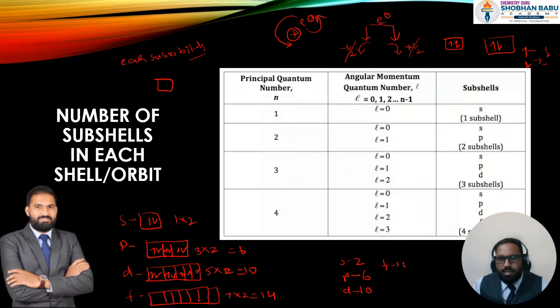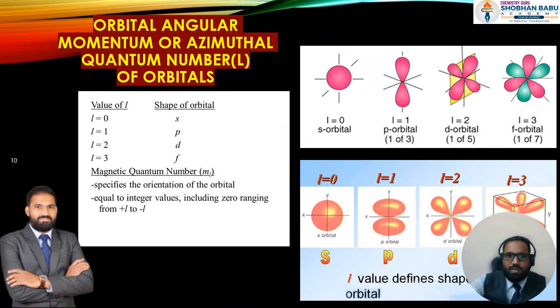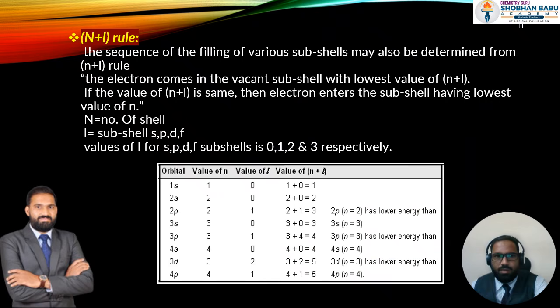F capacity is 14. So these are the different orbitals and their shapes we have already discussed. The SPDF L values I have just given here, and these are the different n plus L values. This is one of the most important rules. Why do we need the n plus L value?